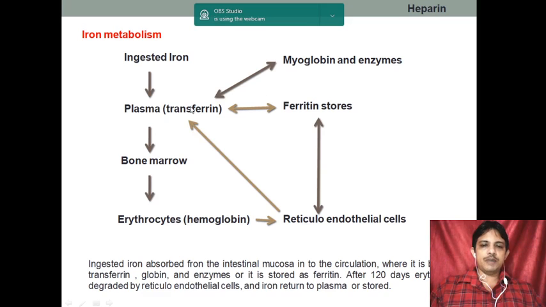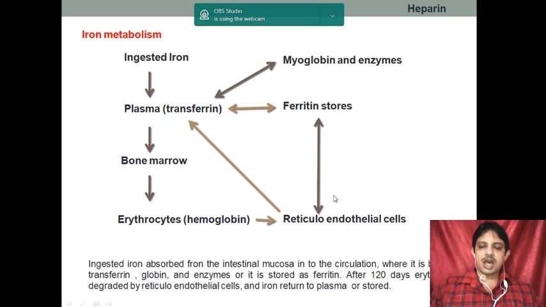What happens after 120 days? The general lifespan of an RBC is 120 days, so after 120 days the erythrocyte is degraded by the reticuloendothelial cells. Iron is then returned to the plasma, or stored as ferritin.